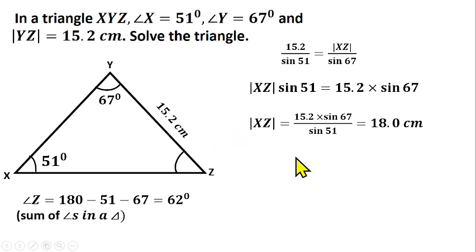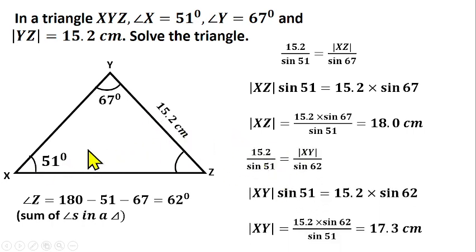Are we there? So if you look at it, we maintain this pair given to us completely: 15.2 over sine 51 equals the side we are looking for over the sine of the angle facing it, which is sine 62. This angle here is 62. From there we cross multiply, this times this equals this times this. Then divide both sides by sine 51 to get our side XY. That gives us 17.3 centimeters. So we can see that we have resolved everything that is missing in this triangle using the sine rule.